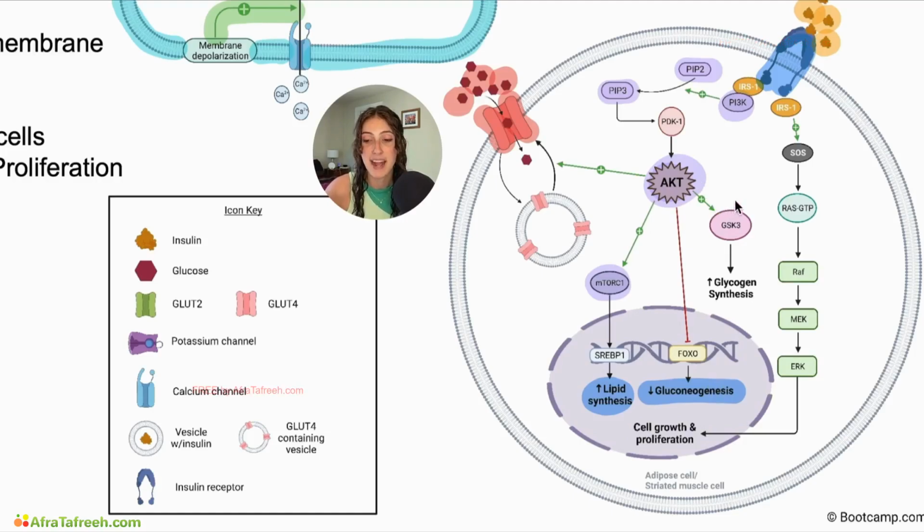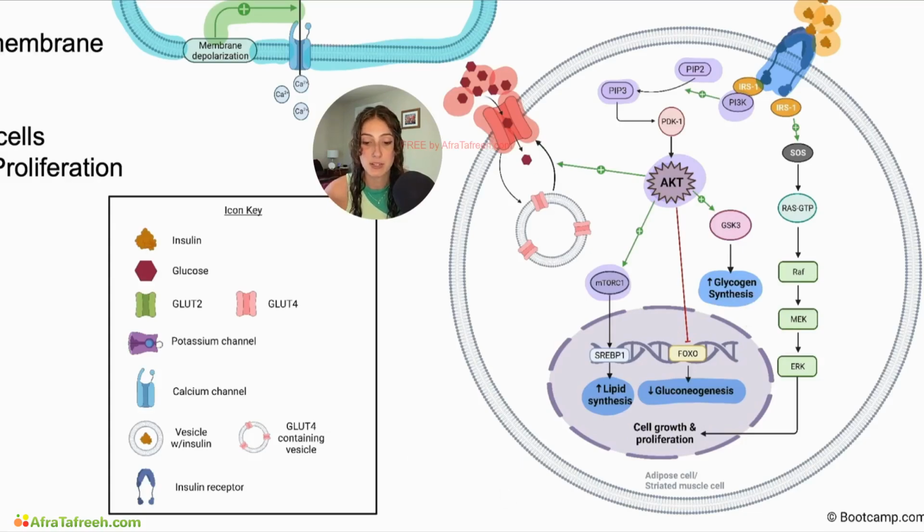And then finally, ACT will also stimulate GSK3, which will increase glycogen synthesis and allow you to store some of that extra energy that you have lying around in the form of glucose in the more efficient, compact form of glycogen. So that's the PIP3 and ACT pathway.